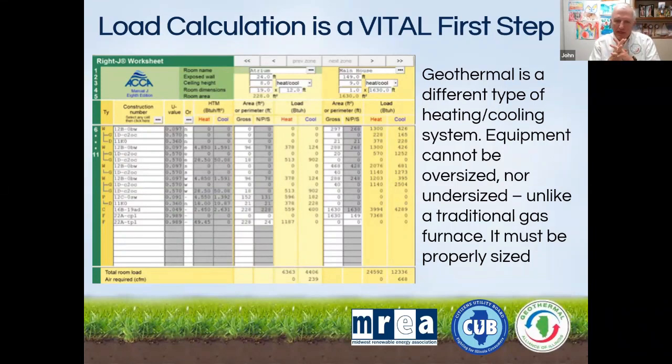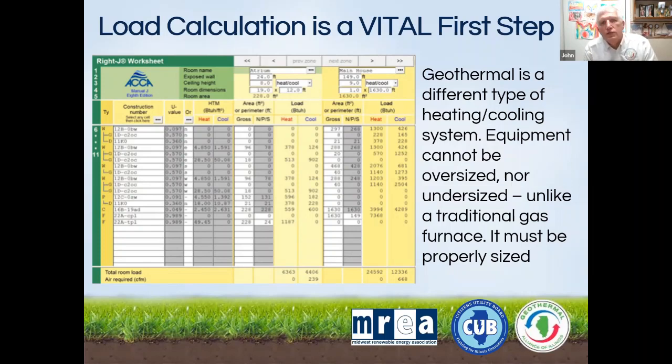Okay, going back to the beginning. Remember, geo isn't all that complicated. We pump water and we blow air. But there are some things that have to be done the right way, or it is going to be a really hard fight to make a system operate the right way. But if you do it the right way in the beginning, you have a great system that operates just wonderfully.